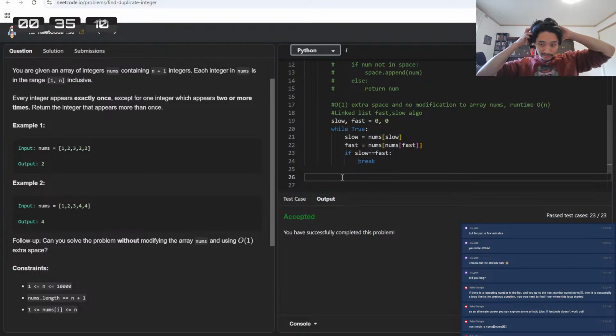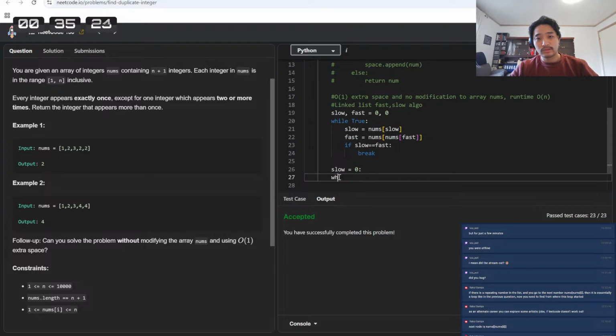I really prefer to do it like a real. And now we will initialize slow as 0 again. So while true again.